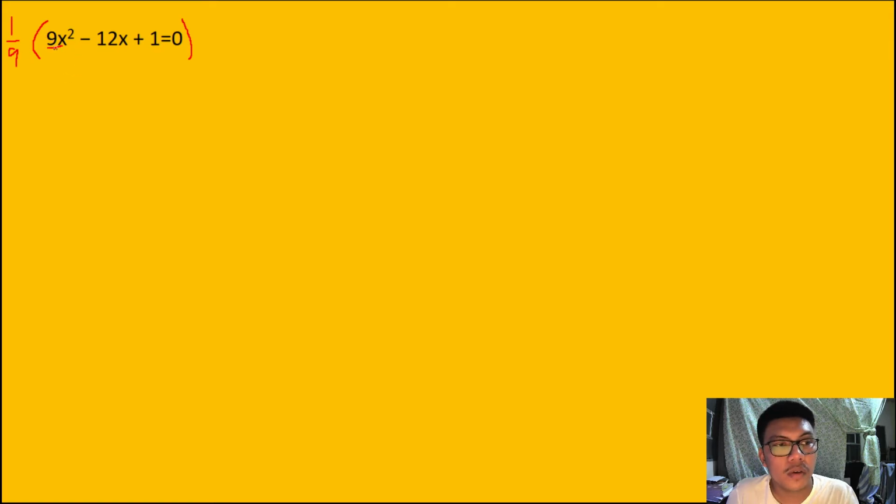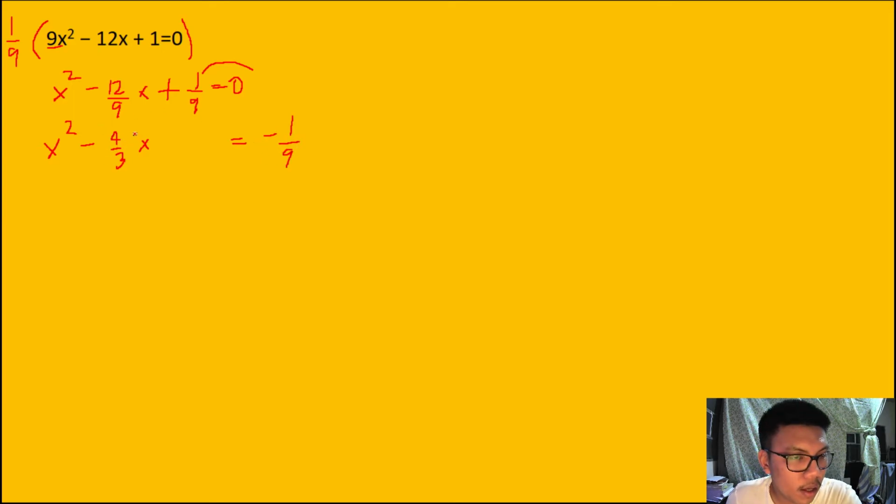Di ba? So, we have now x squared, then negative 12 over 9x plus 1 over 9 is equal to 0. So, dito pala pwede mo na i-simplify ito. So, you have x squared minus, so common factor ay 3. So, we have 4 thirds x. Then, lipat natin to. So, we have negative 1 over 9.